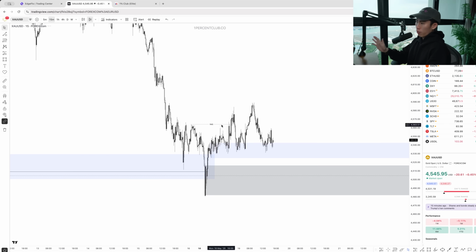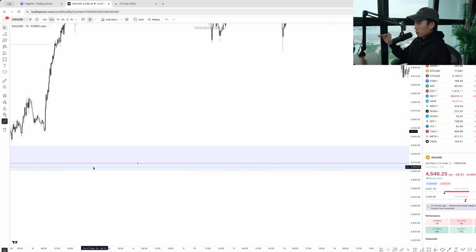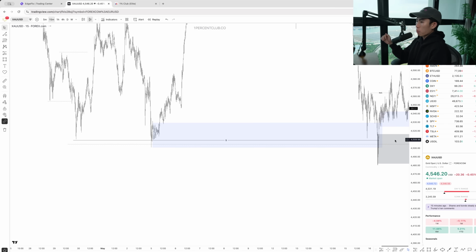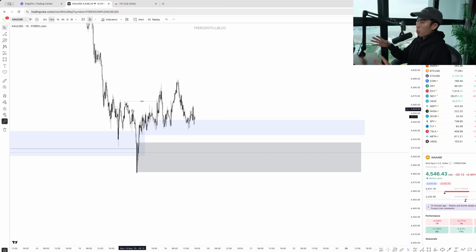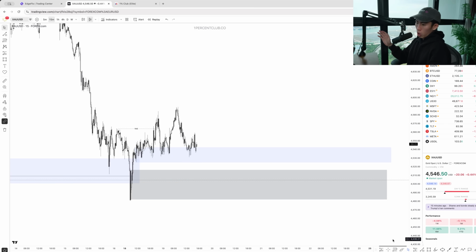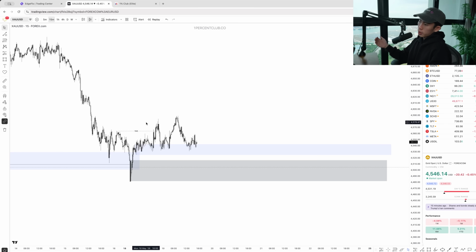So in this case, we got a fractal market shift, all right? We got price respecting this demand zone. We got price sweeping the liquidity below these lows. So by definition, technically, we are bullish. All right, so we are bullish right now. And price has come down to either one of these zones right here.